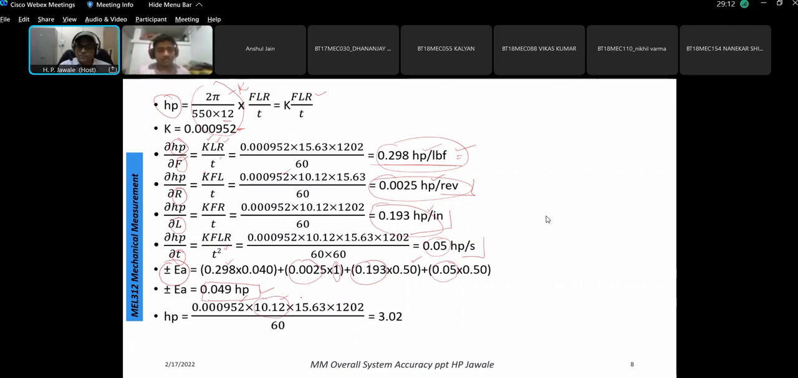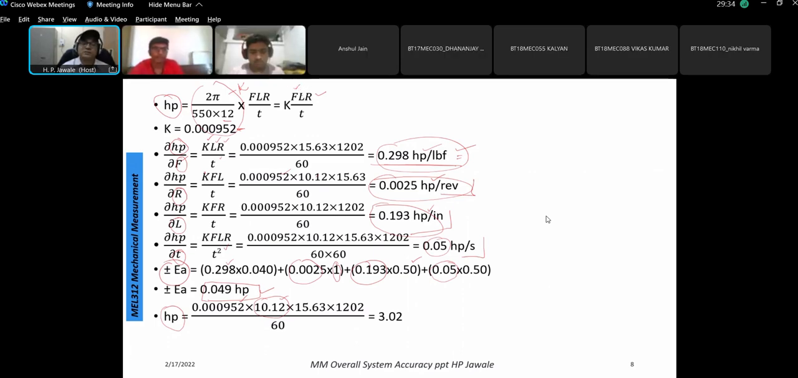So using no uncertainty propagated, we have found the notional value of the power given by the instrument using a simple equation. Say, twice pi, so that is K times FLR by T. We put in the value of F that we have measured approximately after confirmation, without considering any uncertainty. So that is nothing but the HP rating.